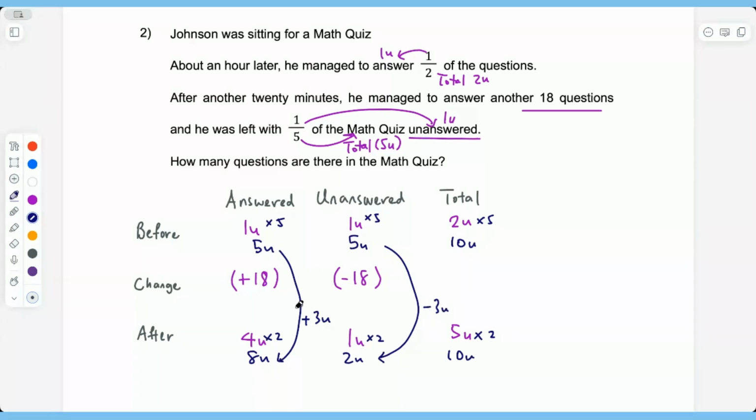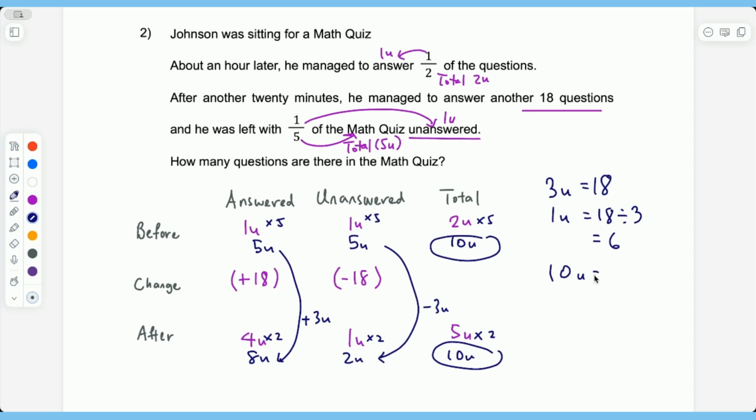From here, we can see that 3 units is equal to 18 questions. 1 unit will be 18 divided by 3. That gives us 6 questions. 1 unit is 6 questions. And the questions in the math quiz, that means the total number of questions, will be 10 units. So 10 units will be 6 times 10, and that gives us 60. And that's the answer.